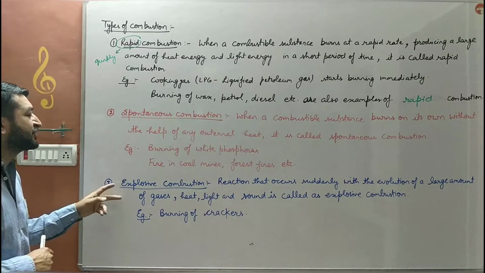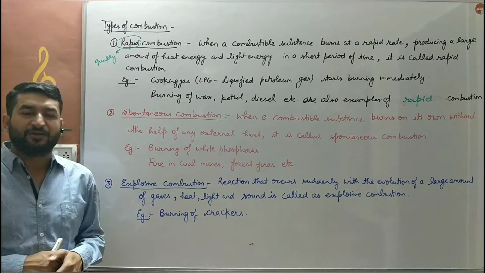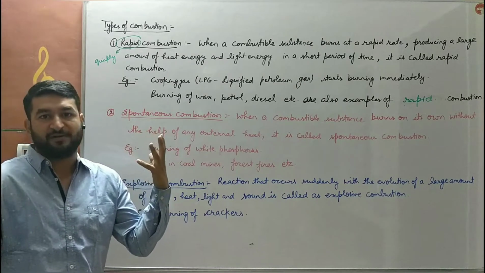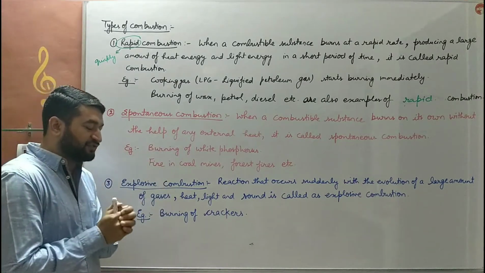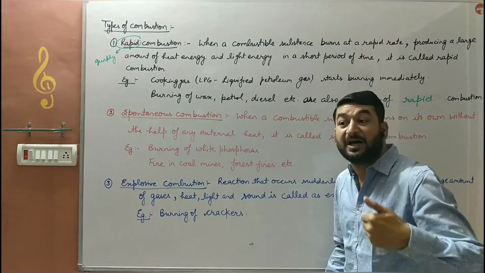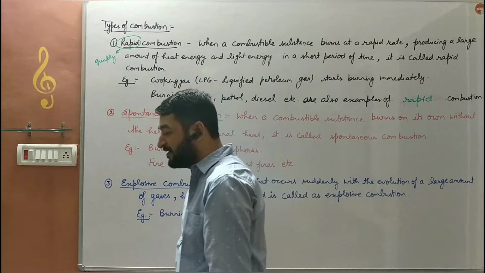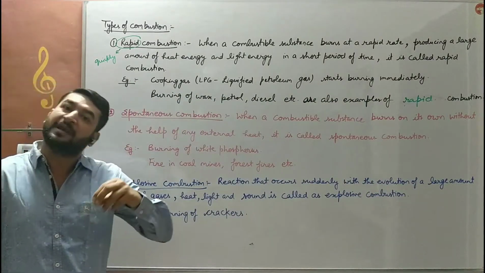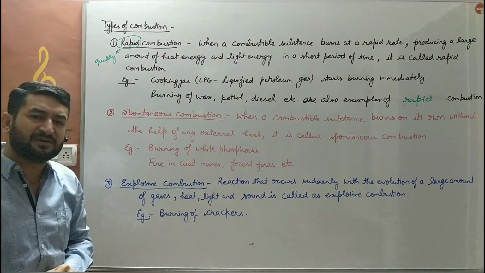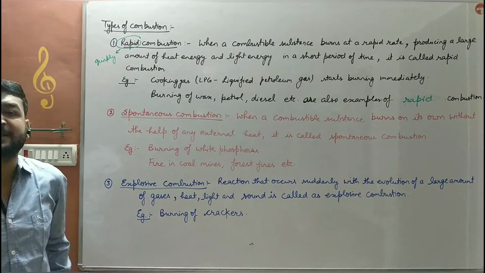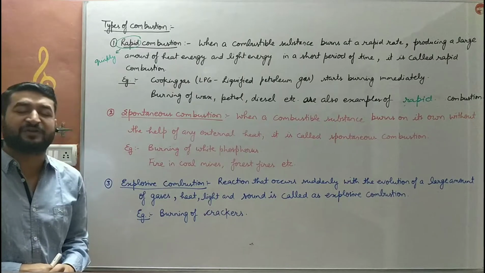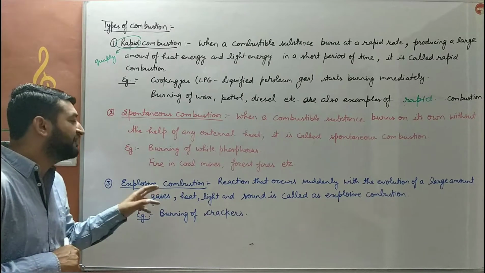Next is explosive combustion. You must be aware of it, bache. Explosive means explosion, dhamaka, sound. The type of combustion in which whensoever a combustible substance undergoes the reaction with air, it produces heat, light. That is usual, that is produced in the rapid combustion as well as in the spontaneous combustion. But along with the heat and light, it produces sound energy. That kind of combustion is known as explosive combustion.